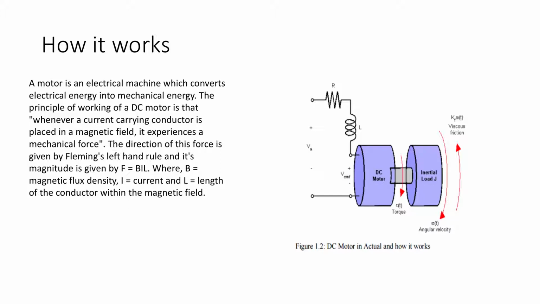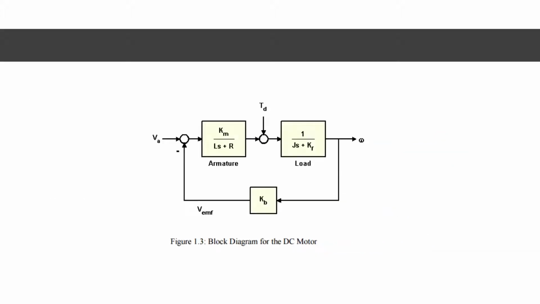So how does a DC motor work, to be exact? Whenever a current carrying conductor is placed in a magnetic field, it experiences mechanical force. The direction of this force is given by Fleming's left-hand rule, and its magnitude is given by F = B I L. B is the magnetic flux density, I is the current, and L is the length of the conductor within the magnetic field.